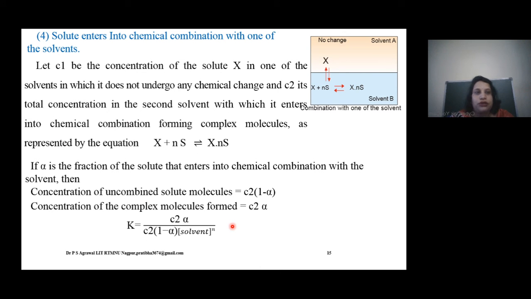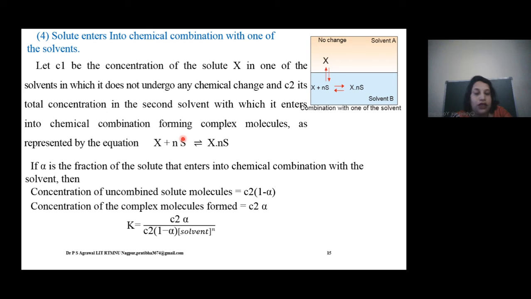Now, suppose the solute enters into chemical combination with one of the solvents. Again we have to apply the law. Suppose alpha is the concentration of solute X in one of the solvents in which it does not undergo any chemical change, and C2 is the total concentration in the second solvent. Here, what is happening? It is forming a complex molecule. This solute is forming a complex molecule with the solvent.